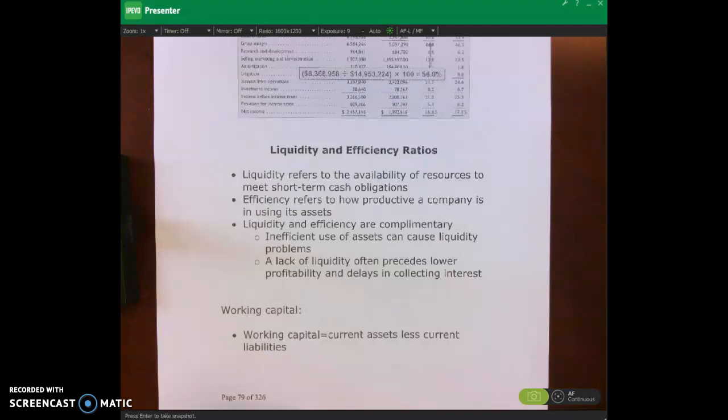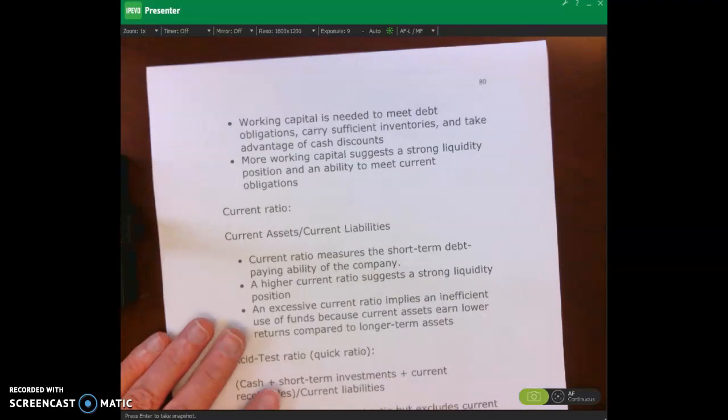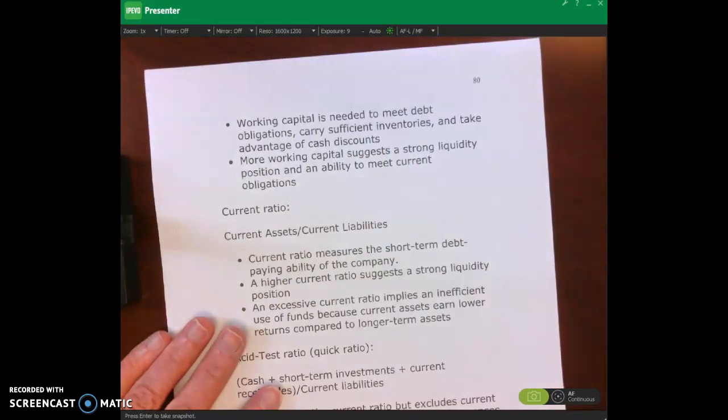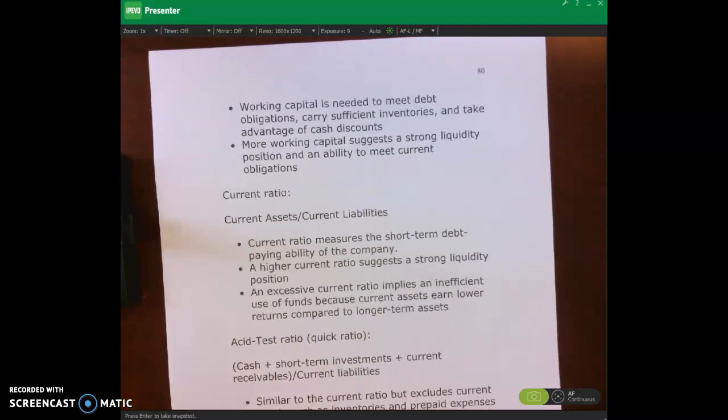Okay, so let's talk about some terms and ratios. First one is working capital, which is going to be equal to our current assets minus our current liabilities. We need working capital to meet our debt obligations and to purchase inventories and also to take advantage of any cash discounts for purchasing inventory.